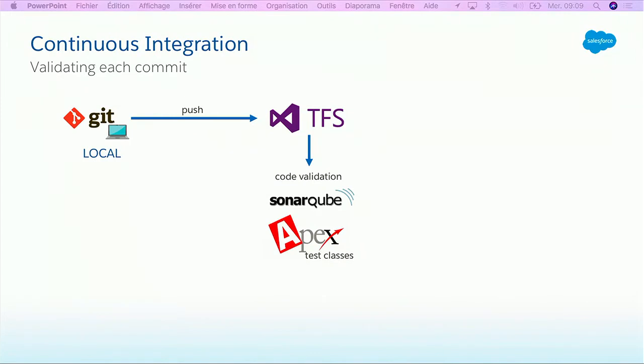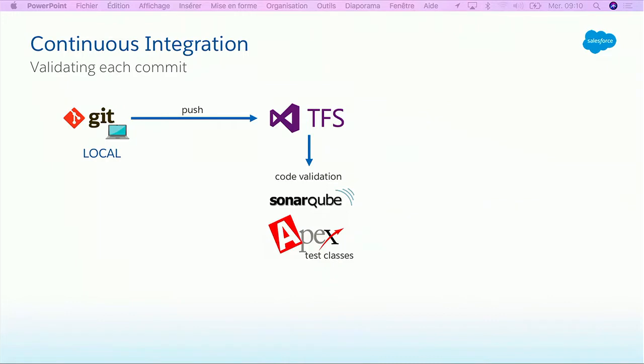So the cool thing with DX is that we can really implement continuous integration and continuous deployment. What we did here is that when a developer pushes to TFS, we run some tests to be sure that the package is OK. Because sometimes when you develop in a sandbox, maybe you just add a new mandatory field or validation rule, and you don't run test classes all the time. So maybe you just broke everything with a new mandatory field, but you will only know when you try to deploy later. So here you have your package, your code, and you push it to TFS, which will run several tests.